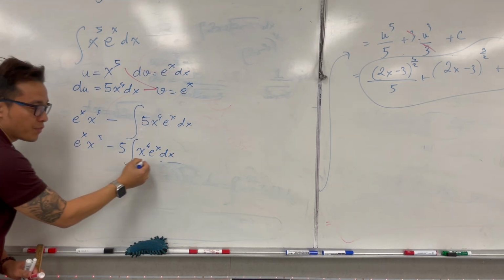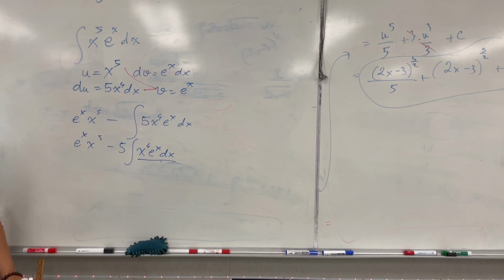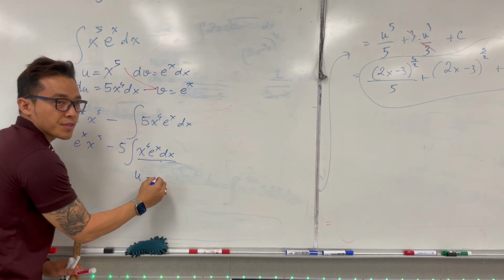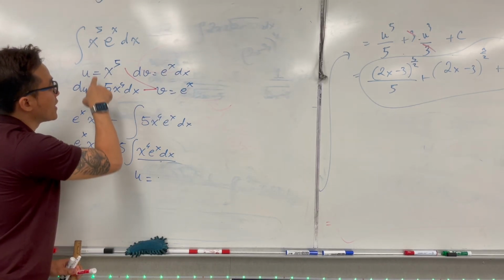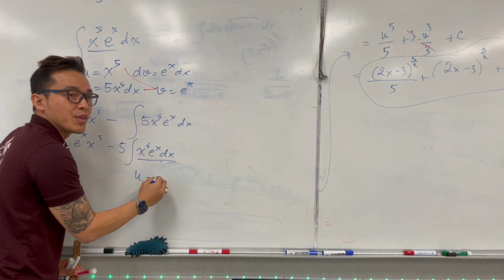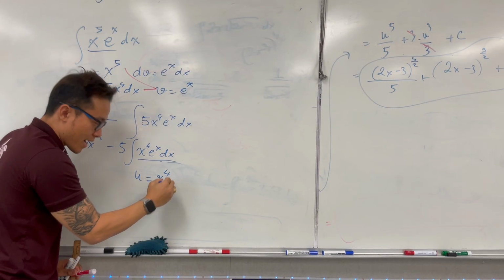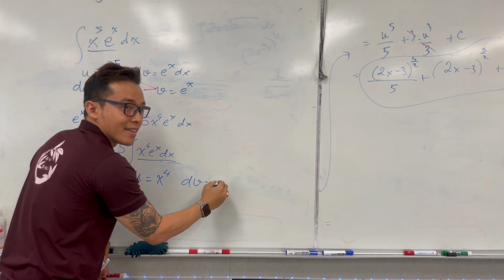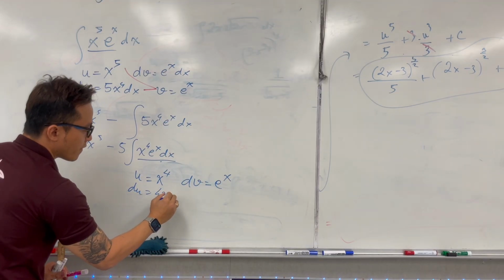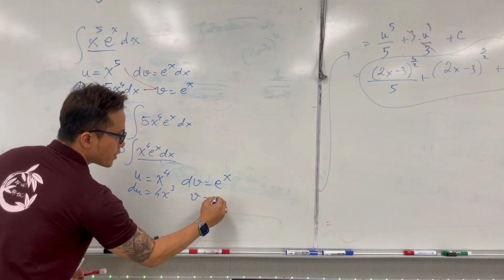What are you going to do with this one again? Do it again. u equals x to the 4, similar to this, so you do it one more time. u equals x to the 4. dv equals e to the x dx. So du equals 4x cubed dx and v equals e to the x.